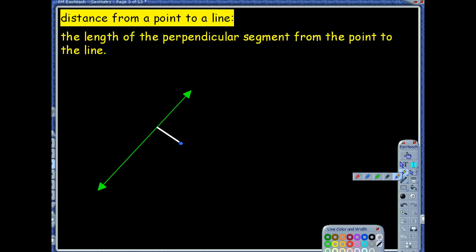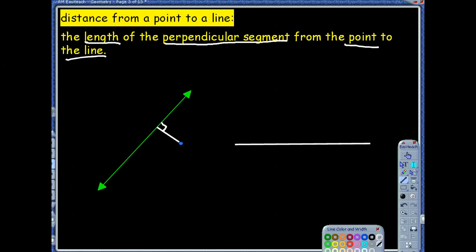So when we talk about the distance from a point to a line, it's the length of a perpendicular segment from the point to the line. So would this also be true if I'm finding the length from a point to a ray or a point to a segment? Absolutely. It's still going to be the perpendicular distance. So, again, the shortest distance.